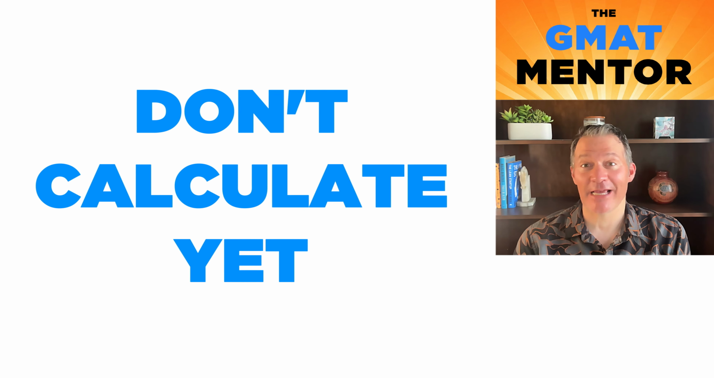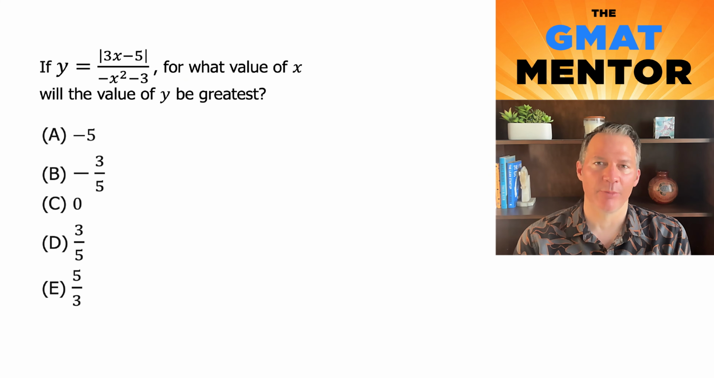The GMAT will sometimes ask you for the value of x that makes some expression as large or as small as possible. And on these questions, the best first move is often not to calculate, it's to ask, what kind of value can this expression even have? Here's a good example. Pause the video if you want to give it a try.